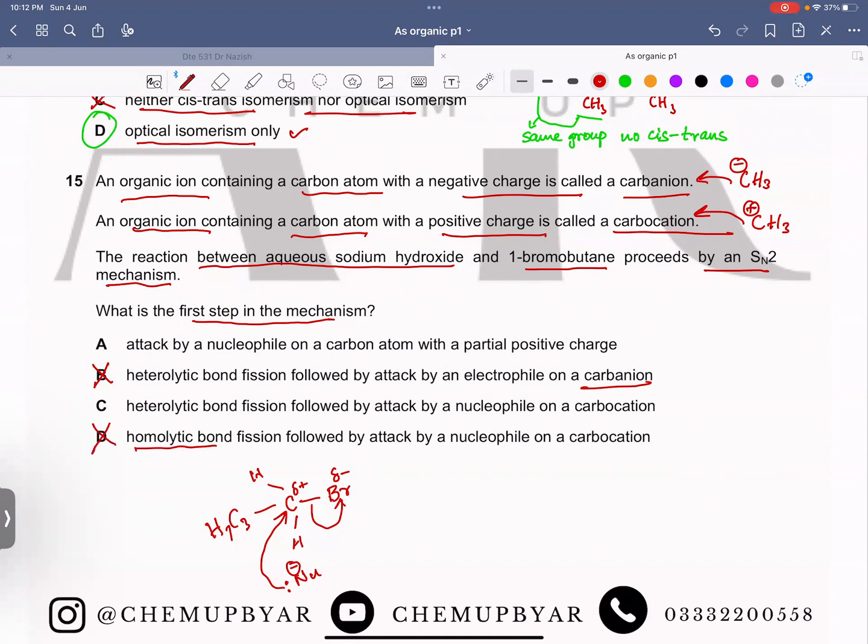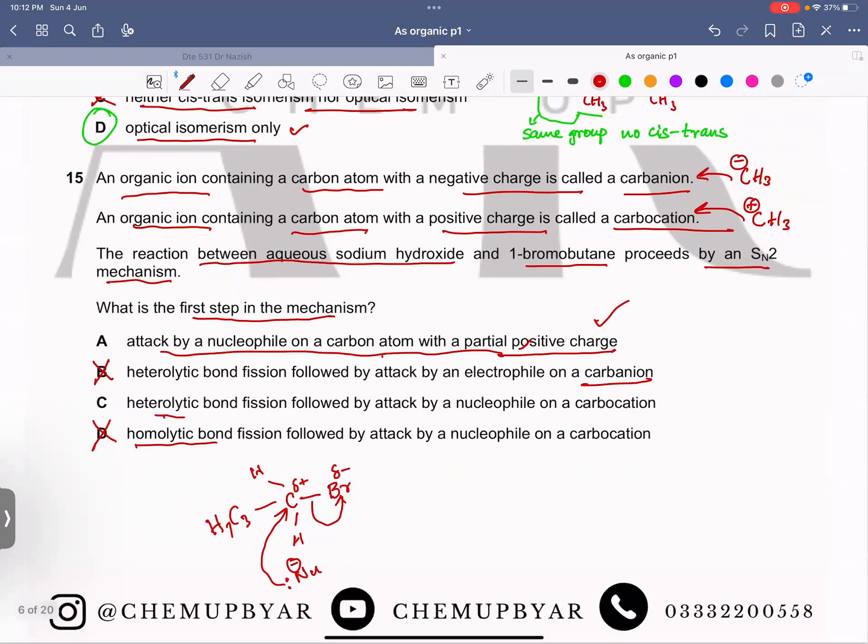Now we are left with A and C. Attack by a nucleophile on a carbon atom with a partial positive charge. So see, that is what is taking place in the mechanism which I have drawn. So it can be correct, but let's make sure whether C is correct or wrong. Heterolytic bond fission followed by the attack of nucleophile on carbocation.